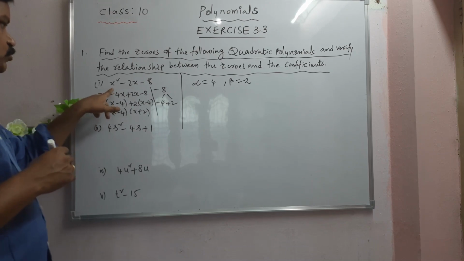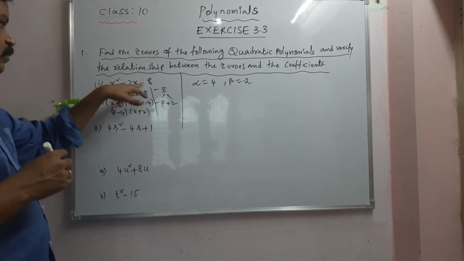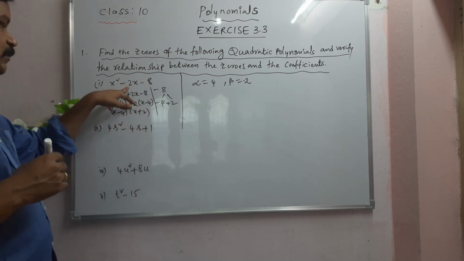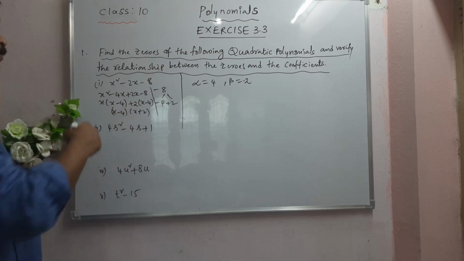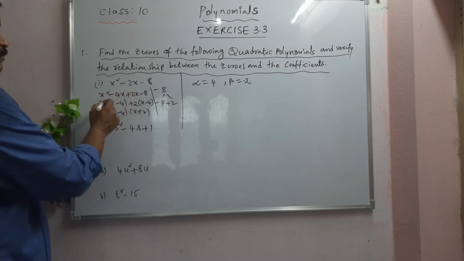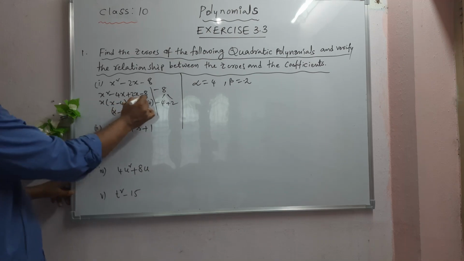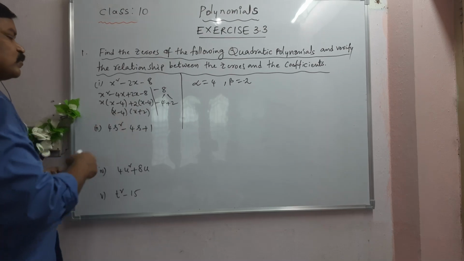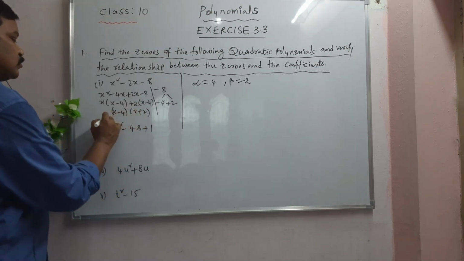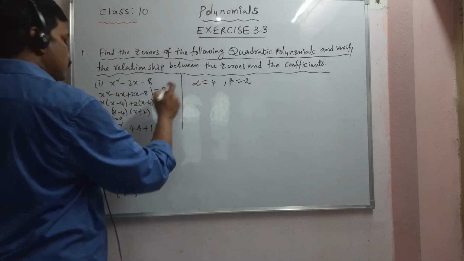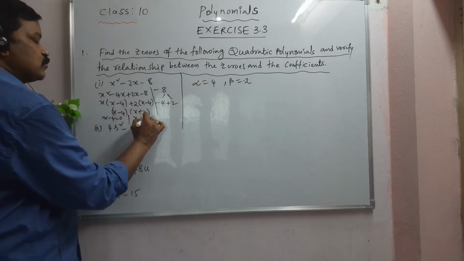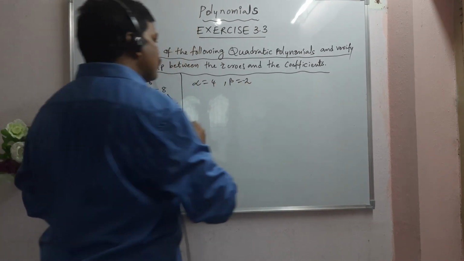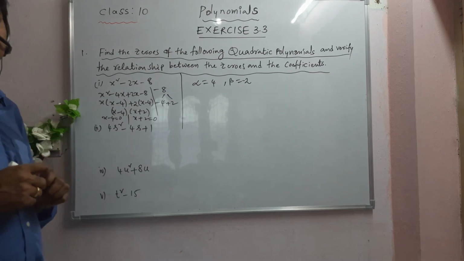Understand, children? Splitting the middle term: x square minus 2x minus 8. The factors are minus 4 and 2, so the middle term can be split as minus 4x plus 2x. Take x common, x minus 4. In the second expression, take 2 common, that is x minus 4. Taking x minus 4 as a whole common, we get x plus 2. So x minus 4 equal to 0 means x is equal to 4. Similarly, x plus 2 equal to 0 means x is equal to minus 2. Therefore, the two zeros, alpha and beta, are 4 and minus 2.